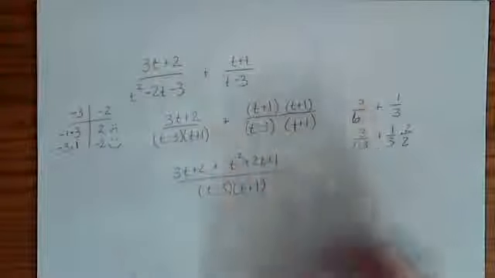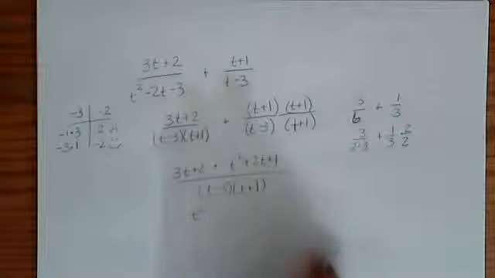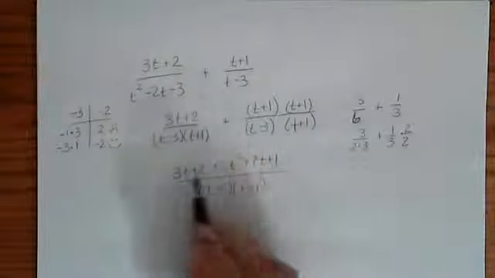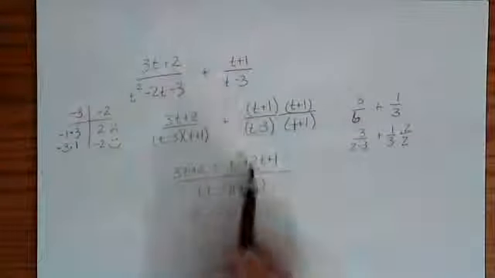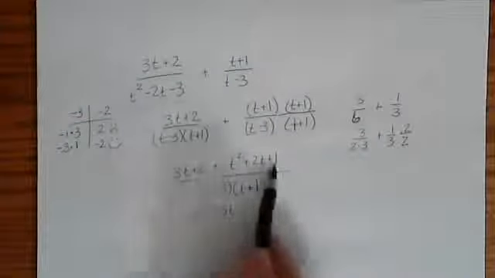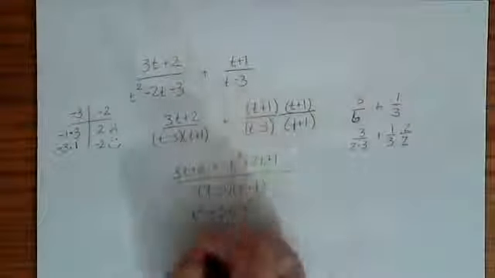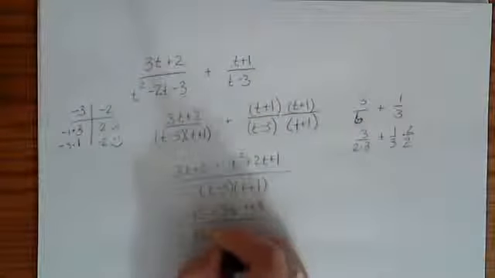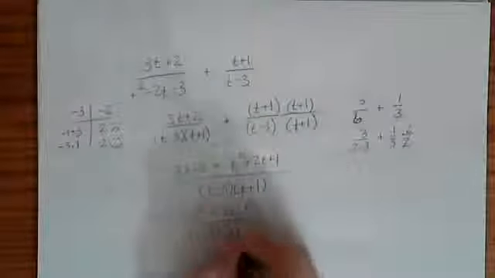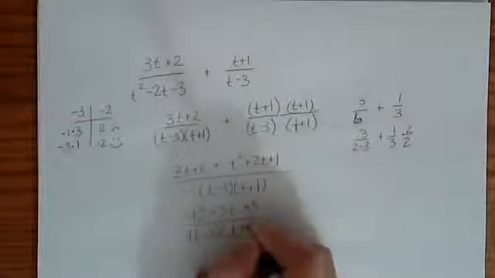I've got a t squared. I can't add anything to that. I've got 2t plus 3t is a 5t. And now I have a 2 plus a 1. That's a 3, divided by (t minus 3)(t plus 1).